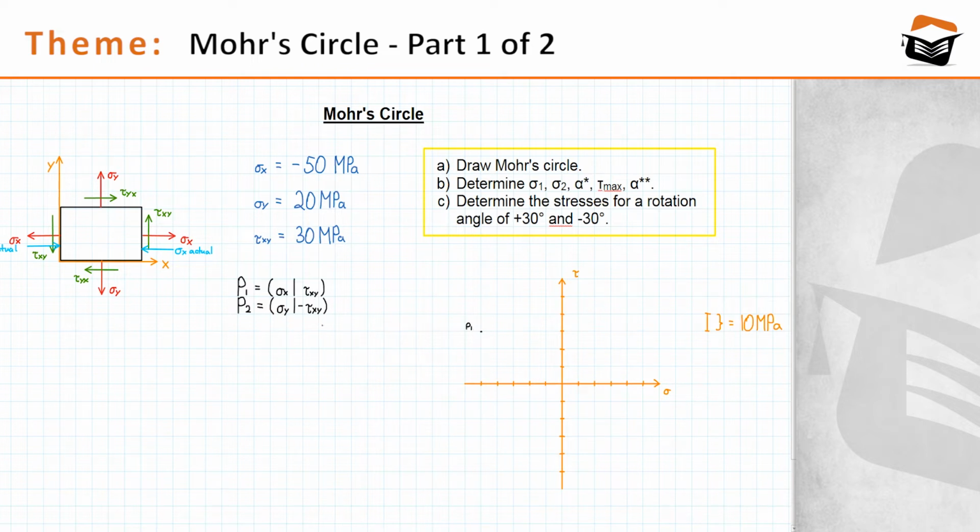and point 2 is located at sigma y. Sigma y is 20 MPa, positive. So it's going to be somewhere here, and minus tau xy would therefore be minus 30 MPa. So it's going to be from the origin of the coordinate system, 2 steps to the right and 3 steps down. So here's the location of point 2. Okay. And in the next step, what you need to do is to connect these two points by a straight line.